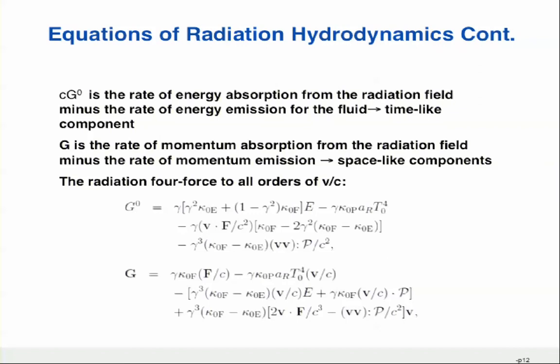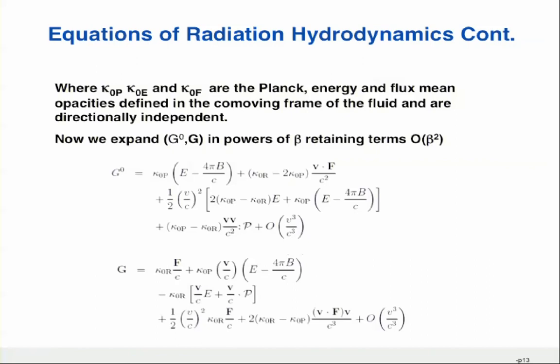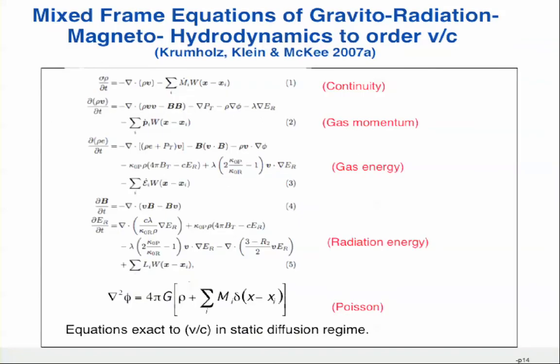So without going through all the algebra, you get this type of a mess. You can begin to simplify that by expanding that in powers of beta. What's crucial here is that you keep this consistent to order v over c. This means that you have to retain terms in the expansion to order beta squared. When you do that, you simplify those terms to a certain degree, and then again going through a lot of algebra and term ordering, you end up with the complete set of mixed frame equations of gravity, radiation, magnetohydrodynamics to order v over c. And this is actually a scaled down version of what we have in Orion. It's a more general set that we have in Orion.